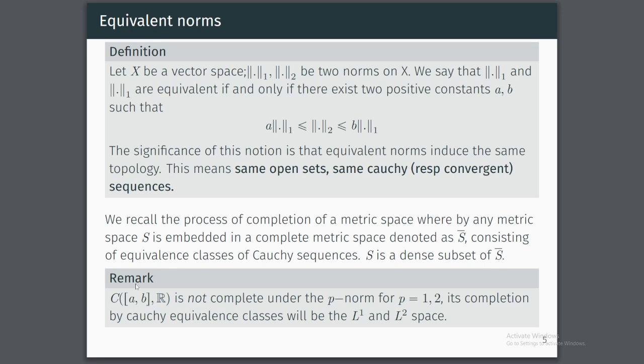For example, and this is a little bit of a spoiler, this is going to be part of something you have to do in the homework: continuous functions are not going to be complete for the p norms, and their completion by equivalence classes is going to be the L1 and L2 spaces. So it suits our intuition that the p norms are the best norms on L1, because if you equip that norm on C, it's not complete, so it's not the correct norm for this space. Okay?